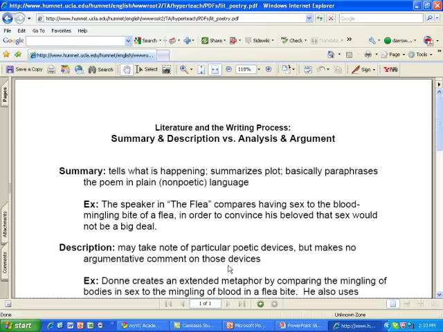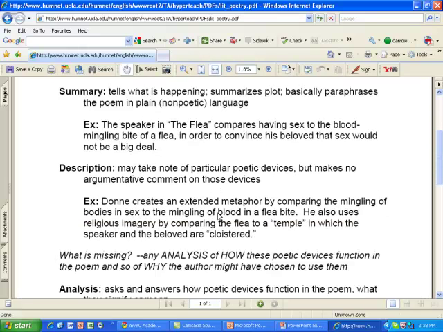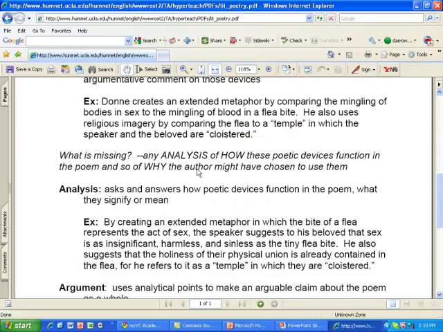Description may take note of particular poetic devices, but makes no argumentative comment on those devices, like Donne creates an extended metaphor by comparing the mingling of bodies and sex to the mingling of blood in a flea bite. He also uses religious imagery by comparing the flea to a temple in which the speaker and the beloved are cloistered. So, what's missing here is an analysis of how these poetic devices function in the poem and why the author may have chosen to use them.